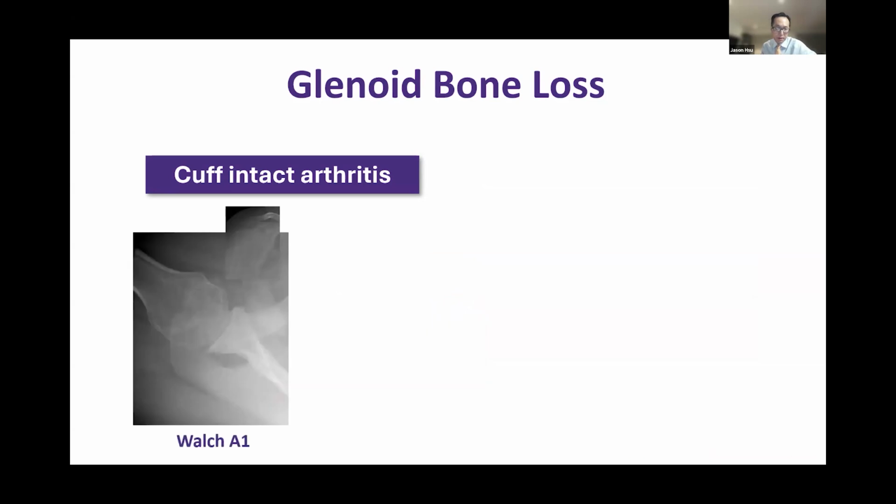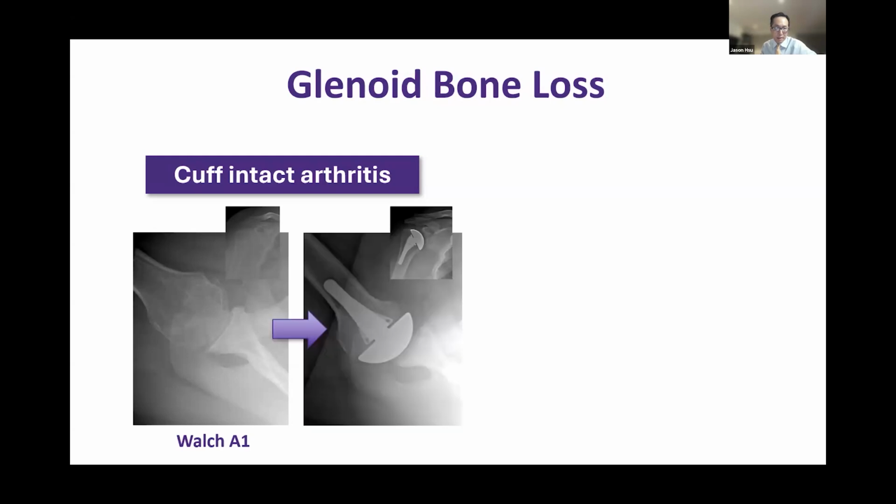So in the case of this Walch A1 glenoid, an anatomic total shoulder with a polyglenoid is a pretty straightforward surgery. We have a nice monoconcave surface to seat the glenoid on, and it's not as much of a challenge to get complete seating. So this is generally considered a fairly straightforward surgery.